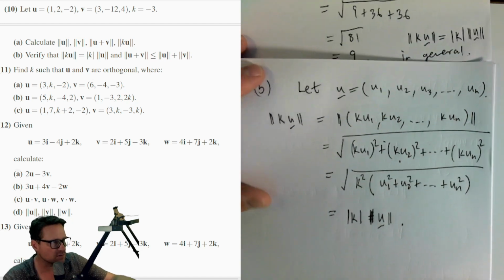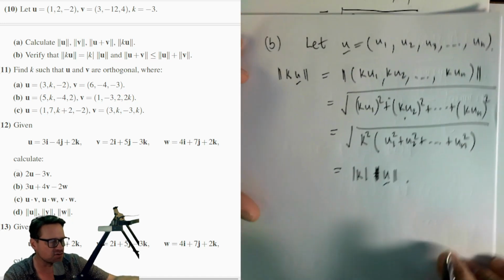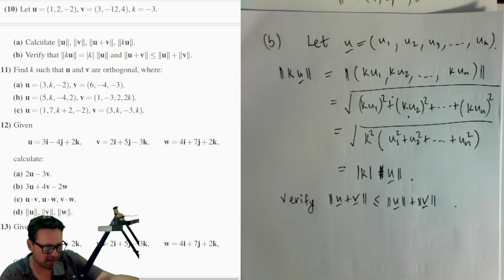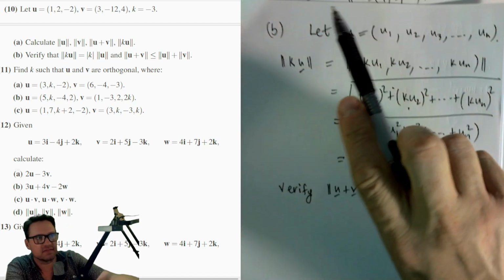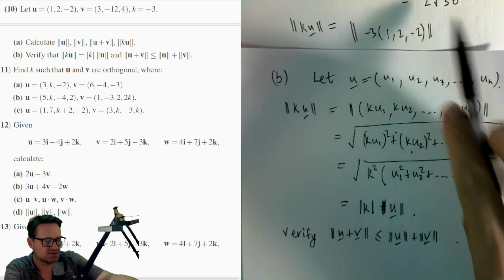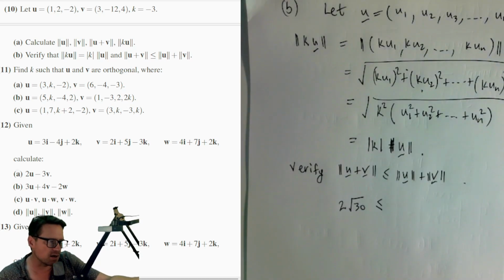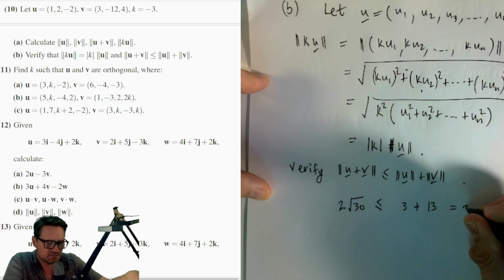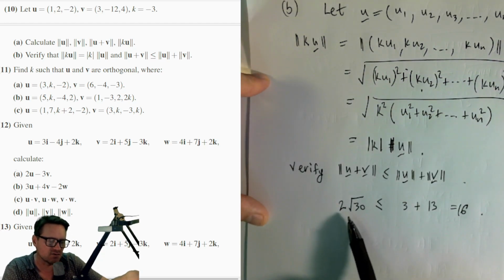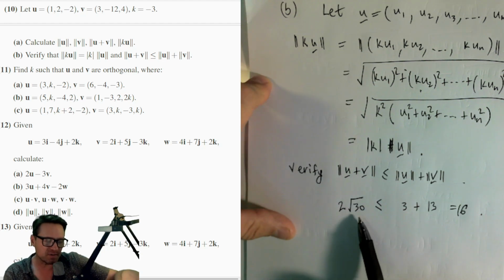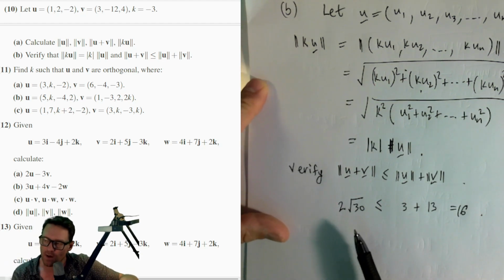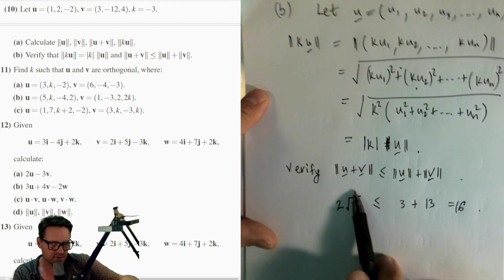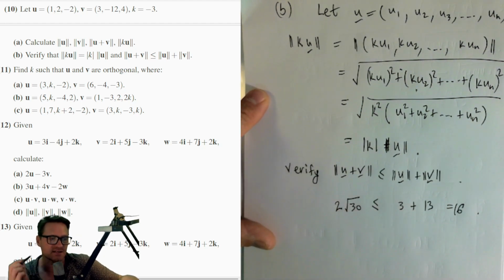Which is the result in general. Okay, so now the next one is the triangle inequality. So let's verify this with the numbers. We have already calculated that the norm of the sum is 2 root 30, and the sum of the norms is 3 plus 13, which is 16. So is 16 greater than 2 root 30? Well, yes, because 36 is greater than 30, and the square root of 36 is 6. 2 times 6 is 12. So yes, 2 root 30 is strictly less than 16.